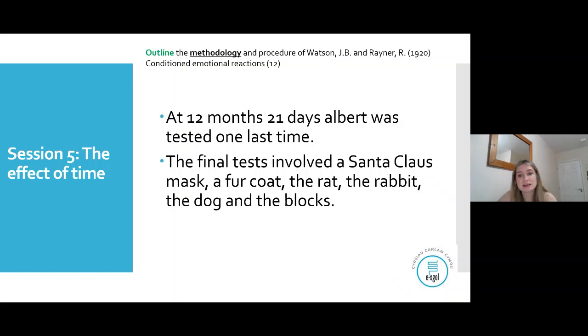So at 12 months and 21 days, just note that that's Albert's age. He was tested one last time. The final test involved a Santa Claus mask, a fur coat, the rat, the rabbit, the dog, and the blocks. So emotional testing, initial emotional response, conditioned emotional response of 5 times. Then they looked at generalisation, location, and time. Those are your 5, 6, if you include the emotional testing, main elements of the procedure of this study.